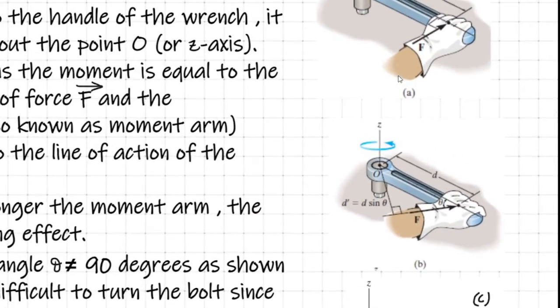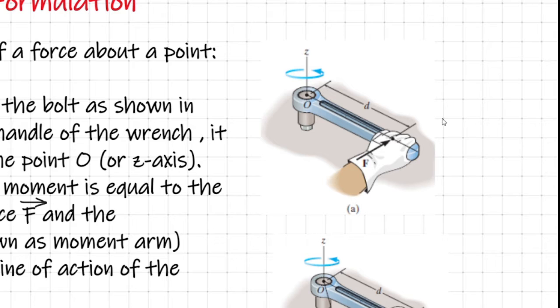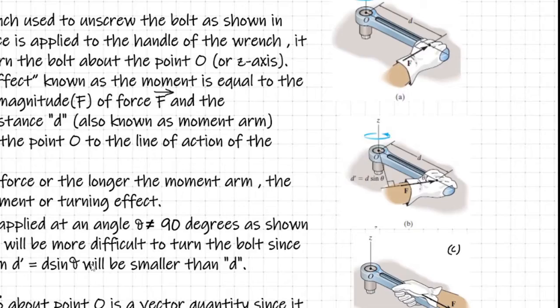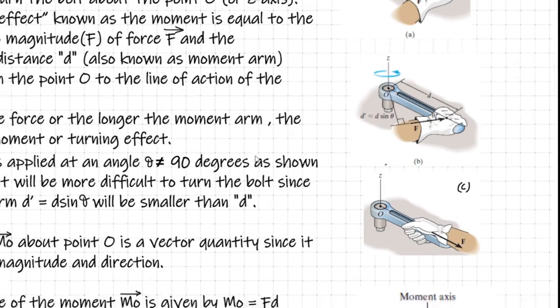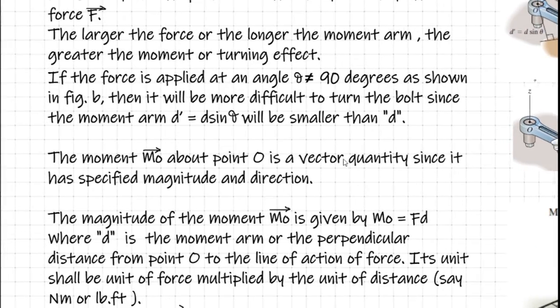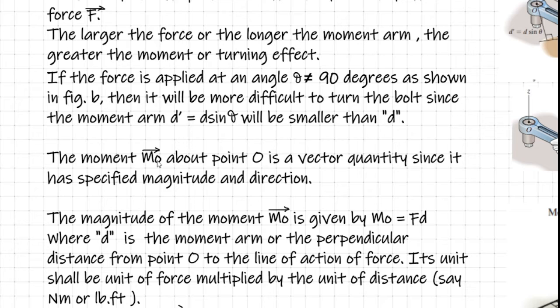So the best way to produce the maximum turning effect is to apply the force F normal to the handle of the wrench. For any other angles, the corresponding turning effect will be less. So the moment arm D dash in case B is equal to D into sine theta. Please remember that the moment vector MO about the point O is a vector quantity. The moment about a point is a vector quantity. Its definition is complete with the specification of its magnitude as well as the direction.